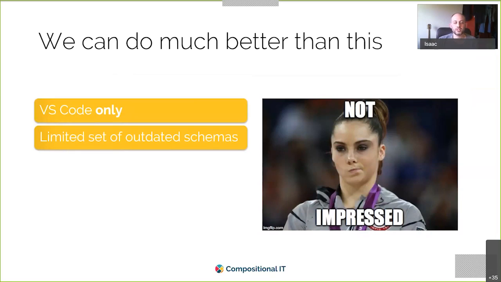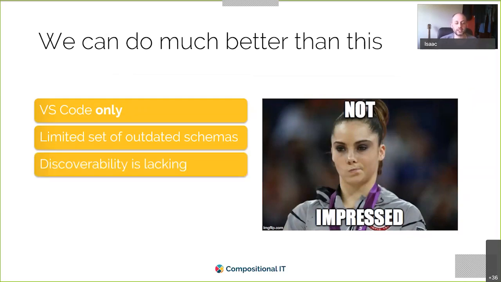The schemas are basically a limited set and they get outdated pretty quickly. So unfortunately, the type checking will rely on these schemas, but if the schemas are out of date, then your type checking is out of date. Discoverability is lacking, so the schemas don't cover everything. Once you get out of the simple cases, you very quickly find that the guidance in the IDE is lacking. You have to go back to the docs, you're back to square one.